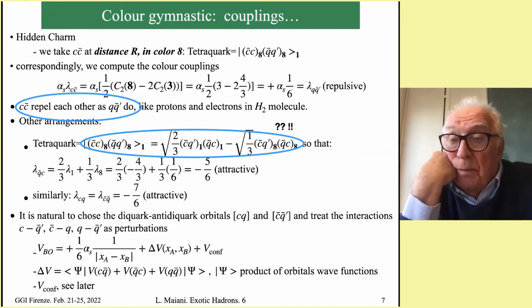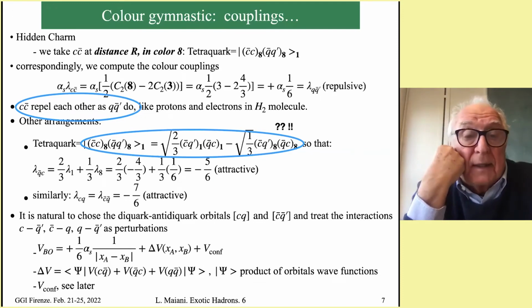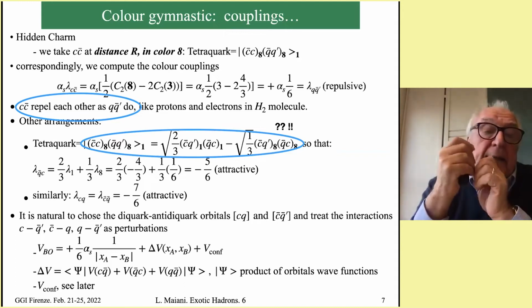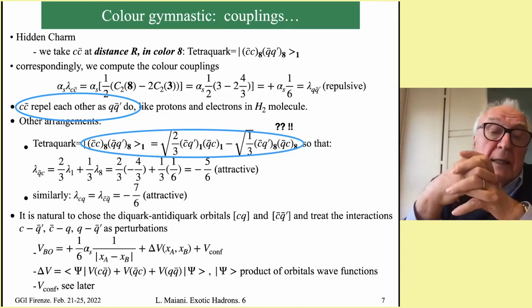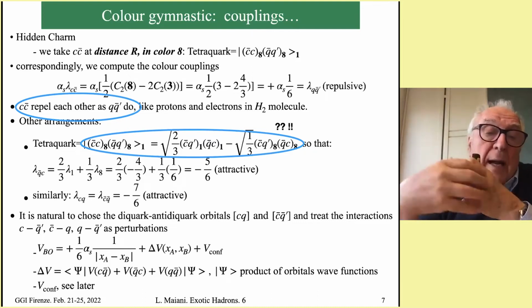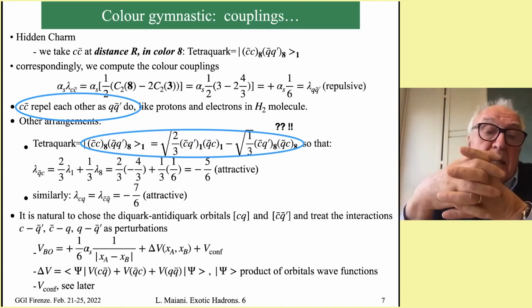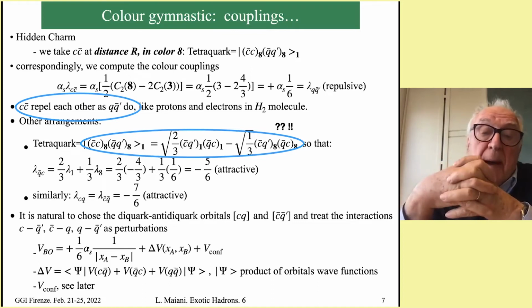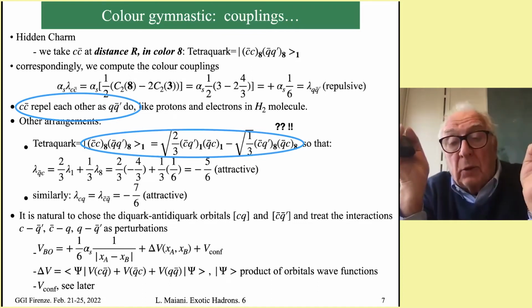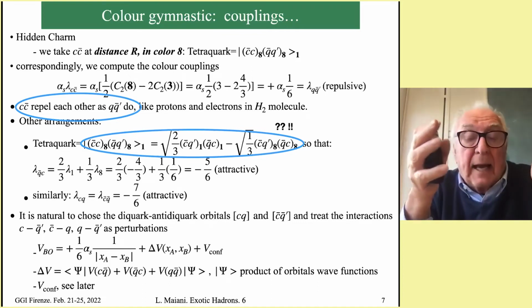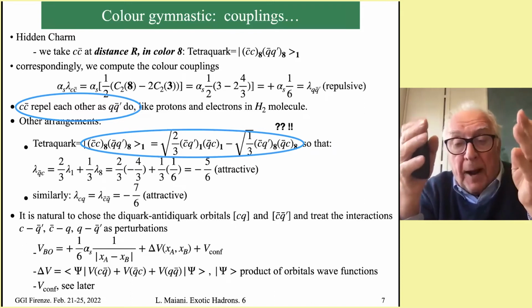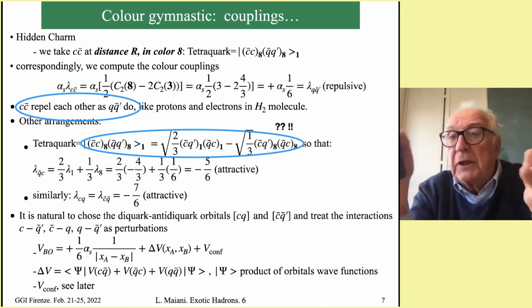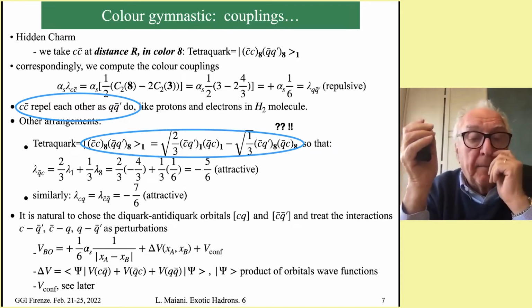Similarly, if you take the other rearrangement, you get the interaction of CQ and C bar Q bar. And you see that the most attractive channel is the one in which Q goes with C and Q bar goes with C bar. So we take two orbitals. One is a bound state CQ, and the other one is C bar Q bar prime. And you have to solve the Schrödinger equation for that.